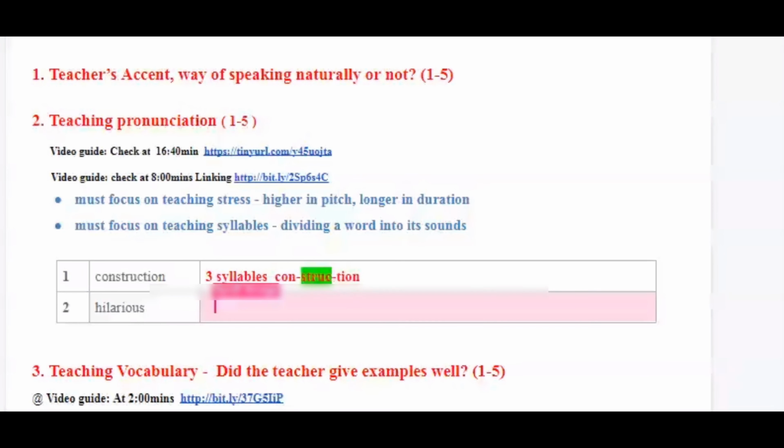Now let's move on to the next word. It is hilarious, right? Yeah. Now, how about this word? How many syllables does it have?